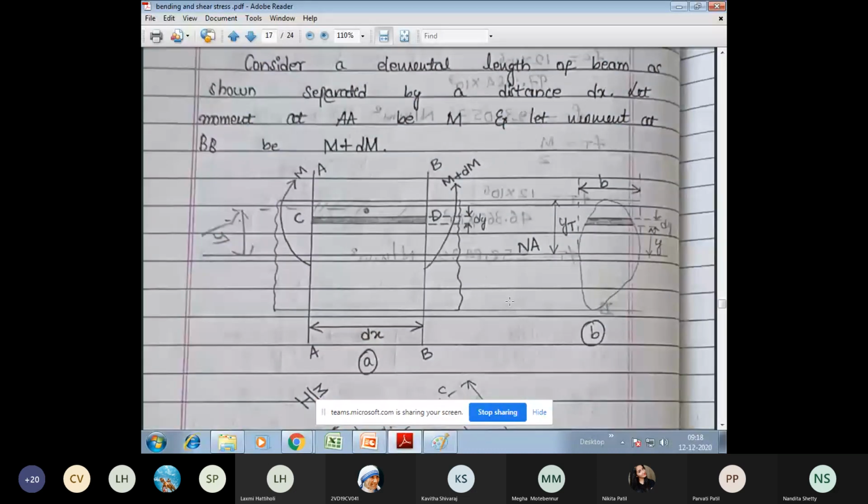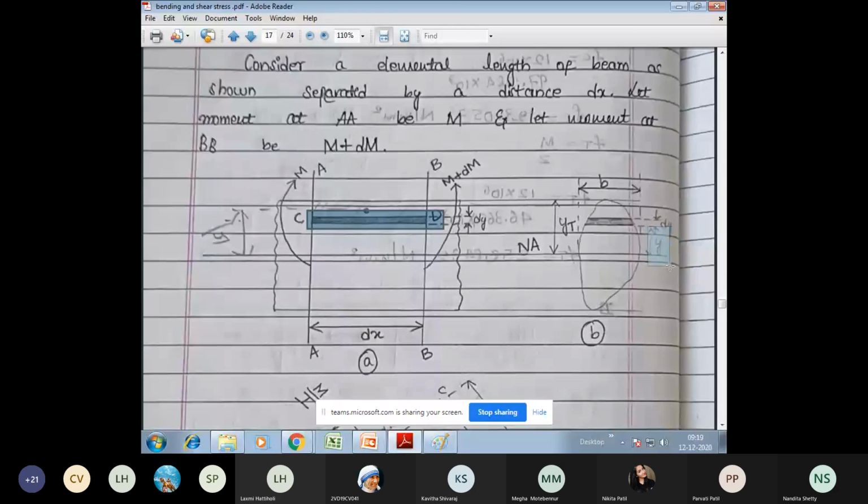Now after this, consider a small element or a small fiber, whichever you feel is easy. Consider a small element or a small fiber CD at a distance y from the neutral axis. I'll repeat, the same thing has been shown in the cross section also. Consider a CD element, a fiber or a CD element. You know the beam is made up of a number of fibers or a number of layers. So in that I am considering only one single layer or one single fiber. So consider the small element CD at a distance y from the neutral axis.